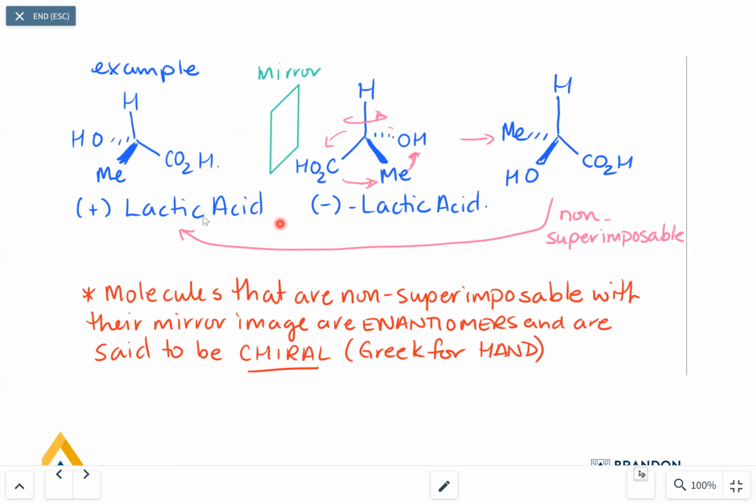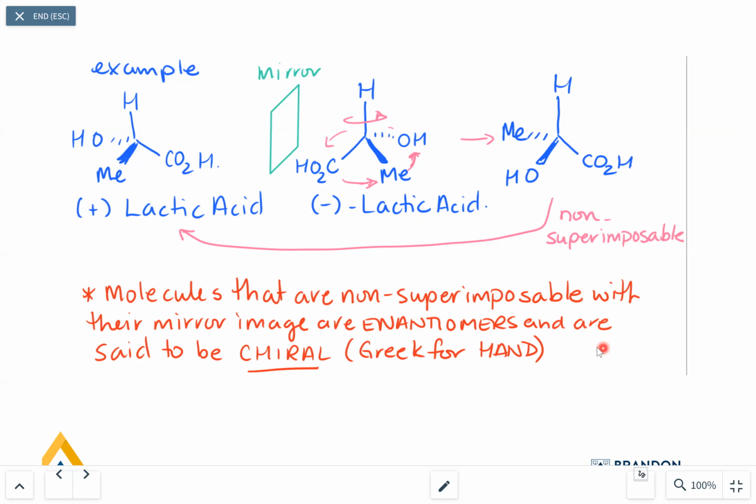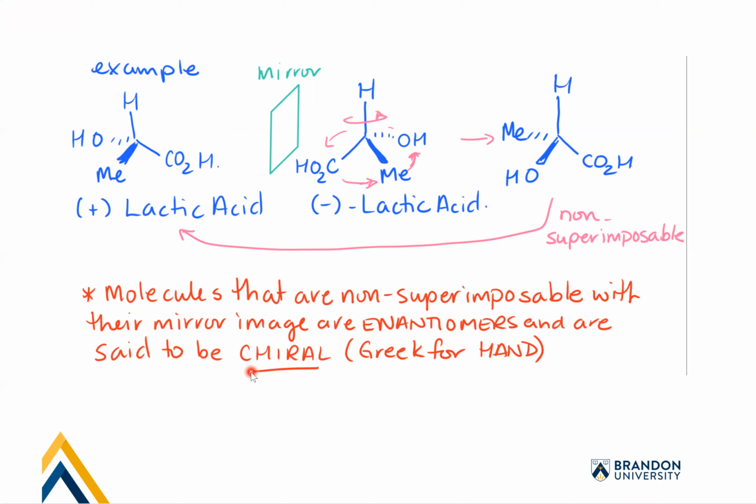So these would be mirror images, non-superimposable, i.e. enantiomers. Molecules that are non-superimposable with their mirror images are enantiomers, which we just said. And there's another word we use for these types of molecules, and that is that they are chiral. That is Greek for hand. So just where we started, some molecules are going to be like our hands, and they're going to be chiral, and there are other molecules that will not be like our hands, and we will call them achiral.